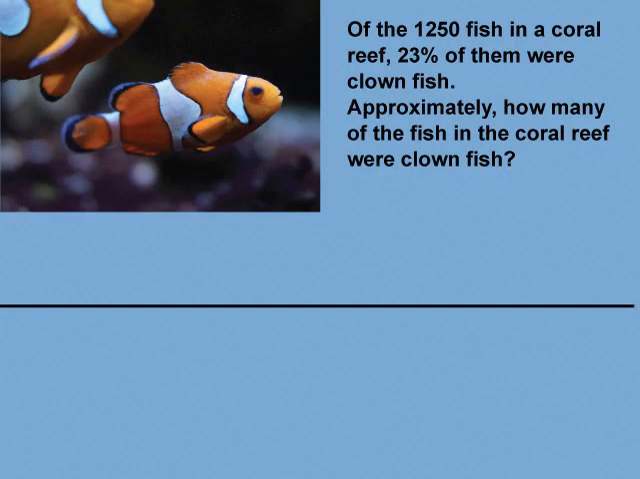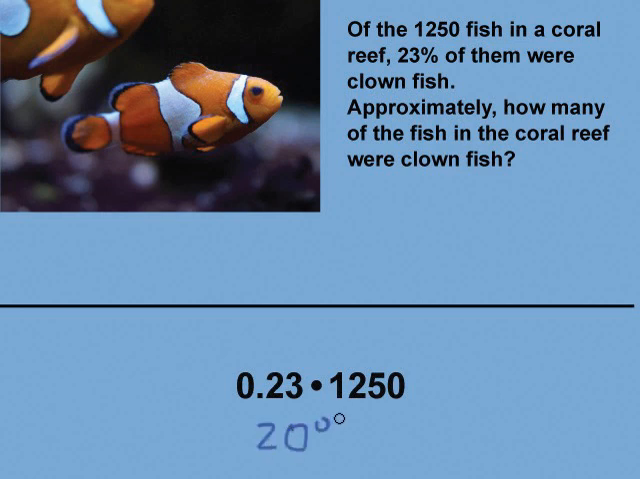Of the 1,250 fish in a coral reef, 23% of them were clownfish. Approximately how many of the fish in the coral reef were clownfish? To calculate 23% of 1,250, multiply 0.23 by 1,250. But let's estimate the product. We round 23% to 20%, which is equal to 1/5.